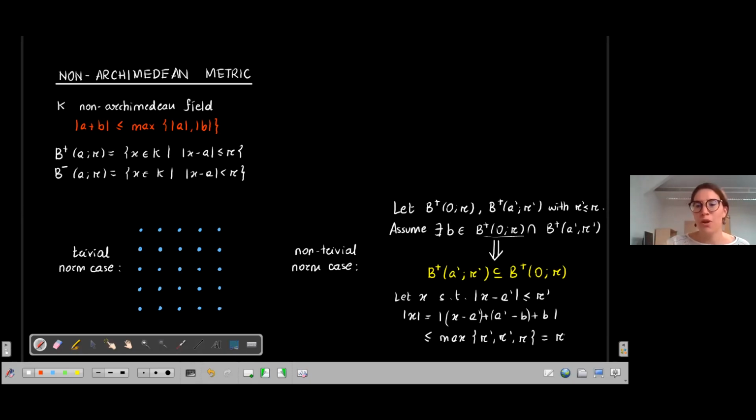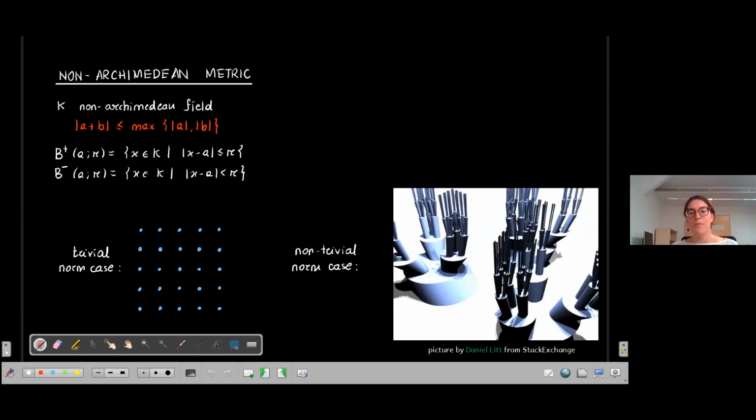So I want to show you the following picture. This is a picture made by Daniel Litt, and it's a picture of the valuation ring of Q3, the p-adic numbers where p is equal to 3. You should imagine this picture going infinitely upwards. What he drew here is that we have smaller balls when we decrease our radius, but we can see that these balls are either disjoint or contain one another.